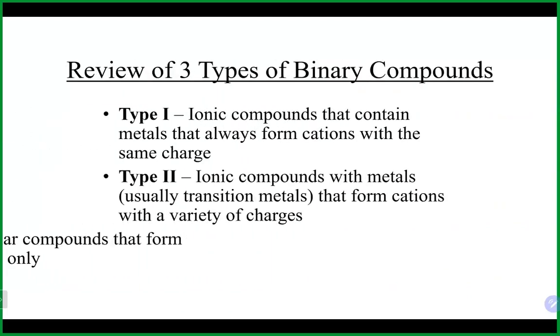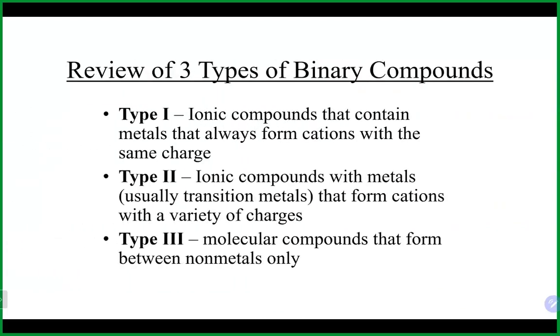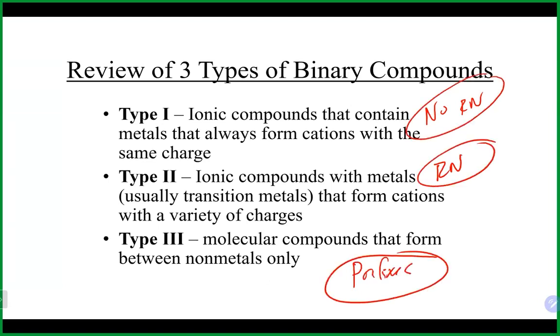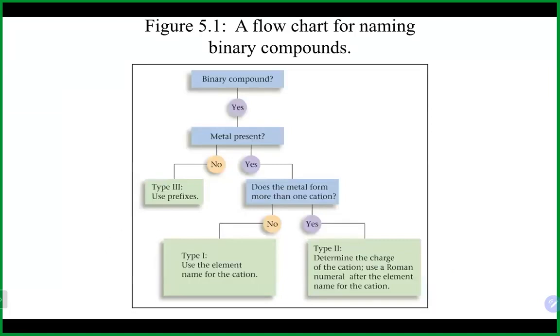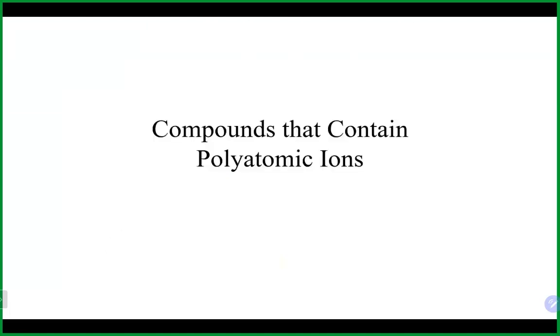All right, so as we just saw there, type 1, type 2, ionic. So basically no Roman numerals, right? Type 2 needs Roman numerals, and type 3 needs prefixes, right? So again, each of these things has their own special way of naming, basically. All right, little decision tree you can take a look at there.